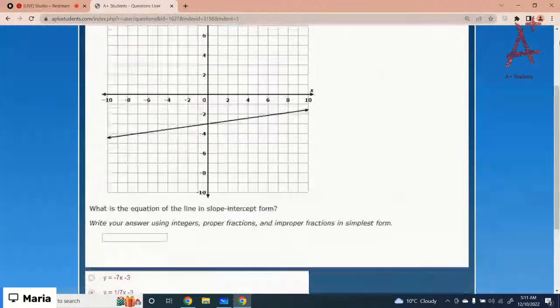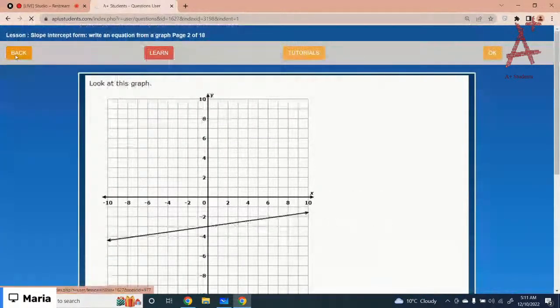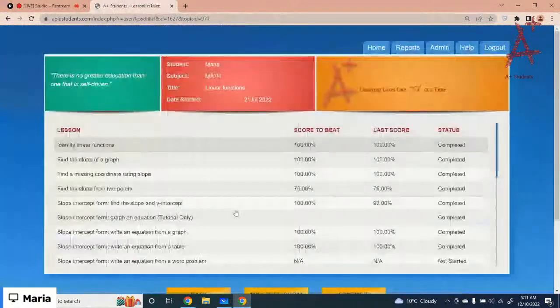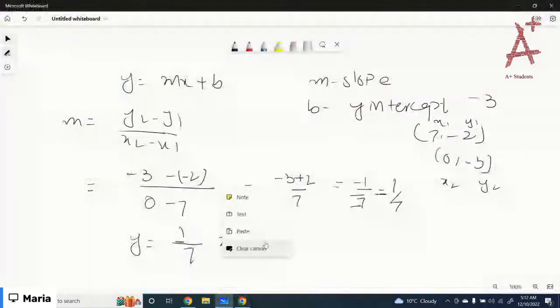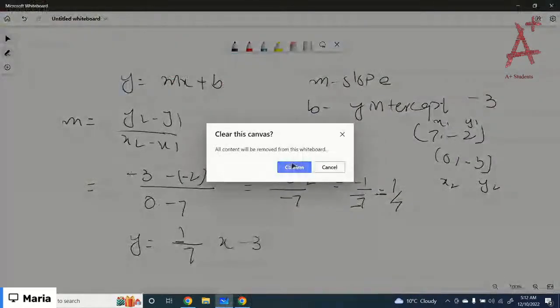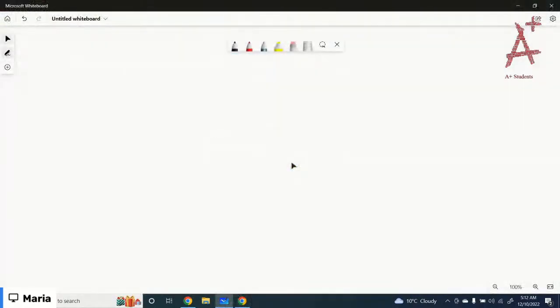Let me just move on to the next topic. Got it? The next topic is slope intercept form: write an equation from a table. You are given tables, you have to write the equation. When you are given a table, writing the equation is very easy, because from the graph you have to find the points, but in the table you are given the points. Got it? So using a table, that would be easy to find the slope intercept form.